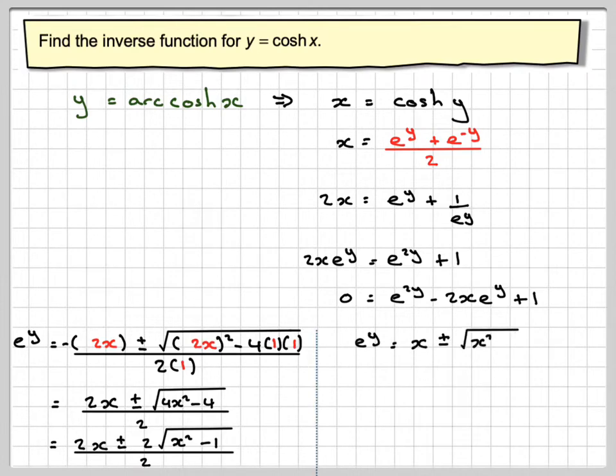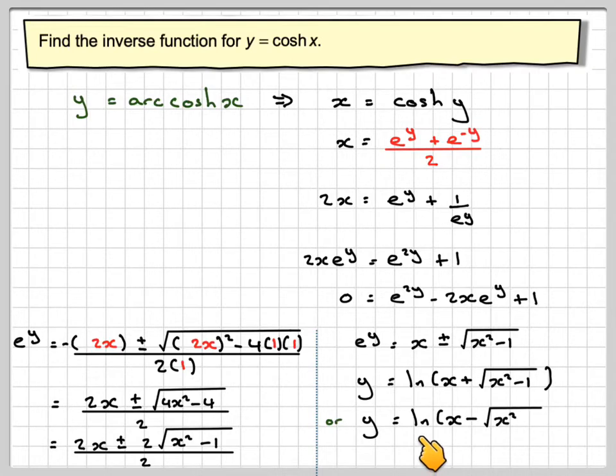So we've got e to the y is equal to x plus or minus the square root of x squared minus 1. Therefore we got y is equal to ln of x plus root x squared minus 1, or we've got y is equal to ln of x minus square root of x squared minus 1. But we can't have two answers for the inverse function. And the problem is that this function is a many-to-one function, and we should just realise that the second root is negative the first.